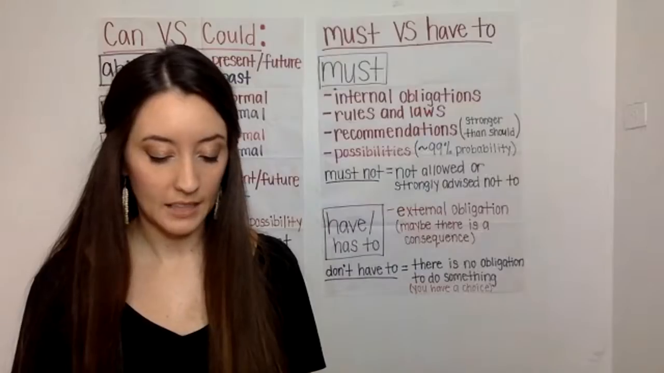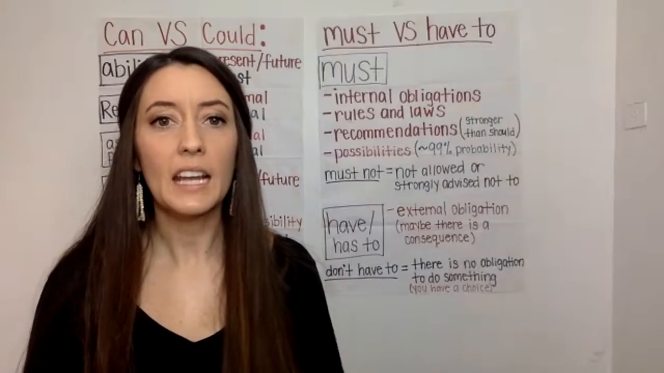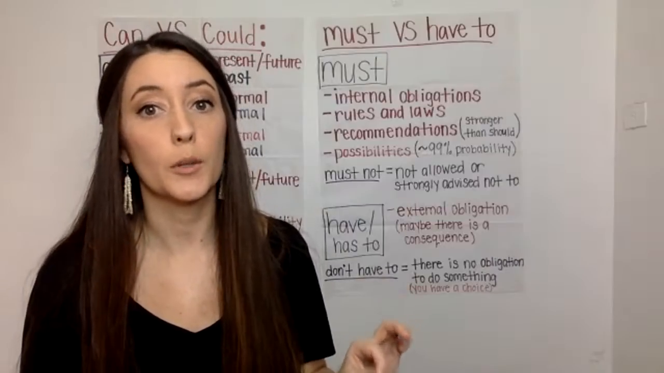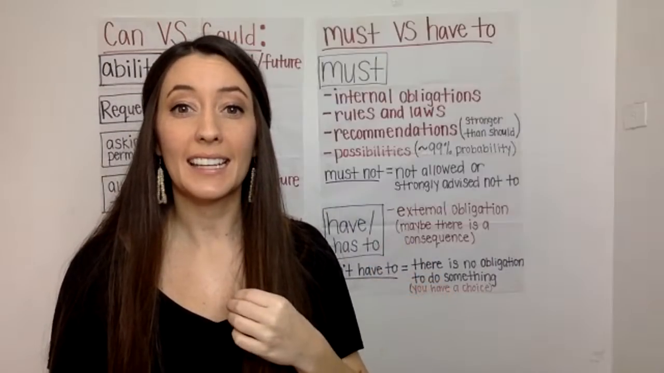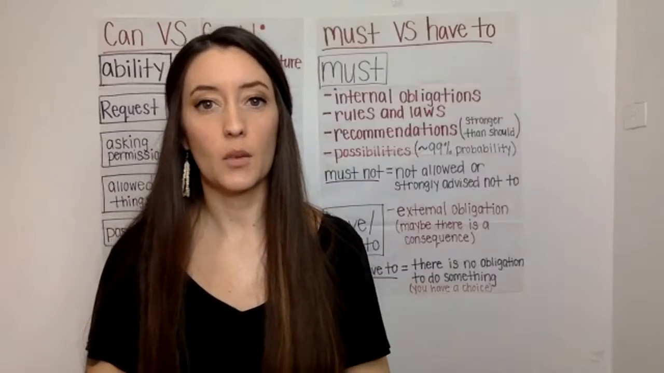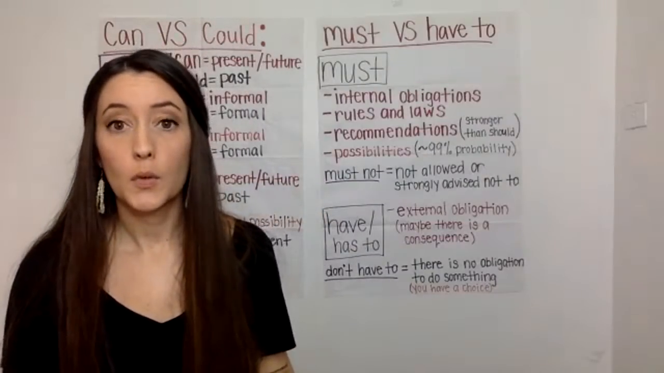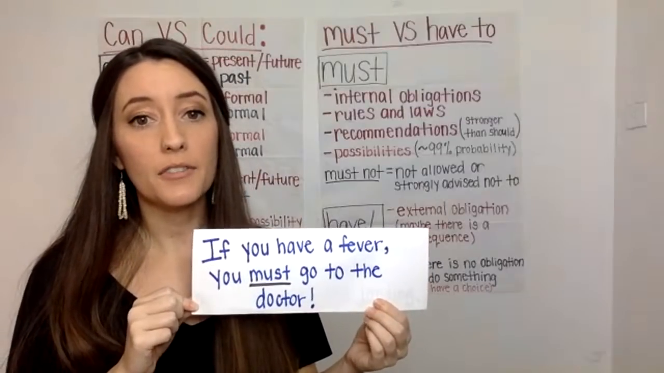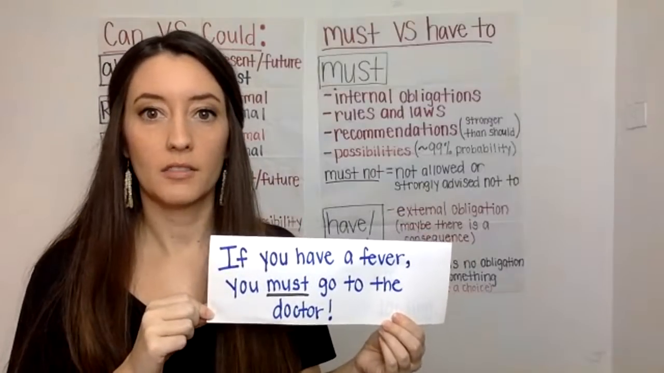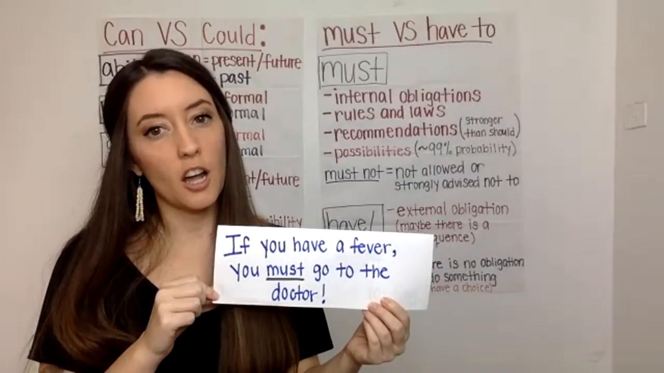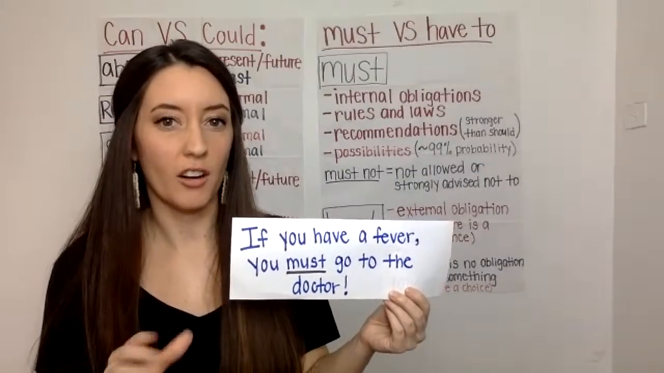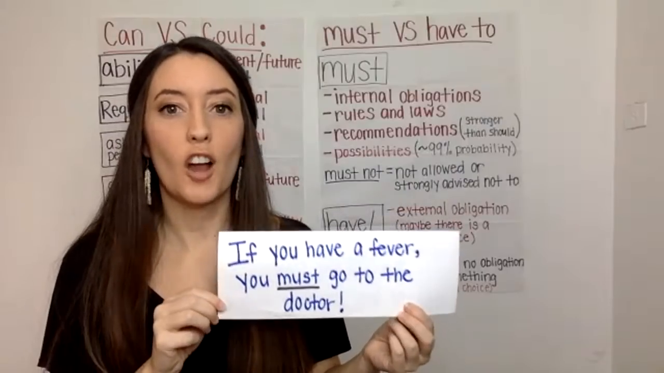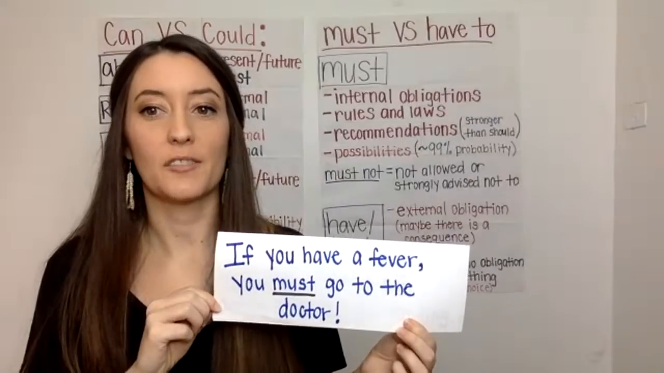Okay, the next example would be a recommendation. And remember, for recommendations, we also use the modal verb should. However, if we feel like it's a stronger recommendation, we're going to use must. For example, if my friend is sick, I would say, if you have a fever, you must go to the doctor, okay? If I said you should go to the doctor, it's not as strong. But if you have a fever, you must go to the doctor. I'm strongly recommending that she goes to the doctor because she's sick.